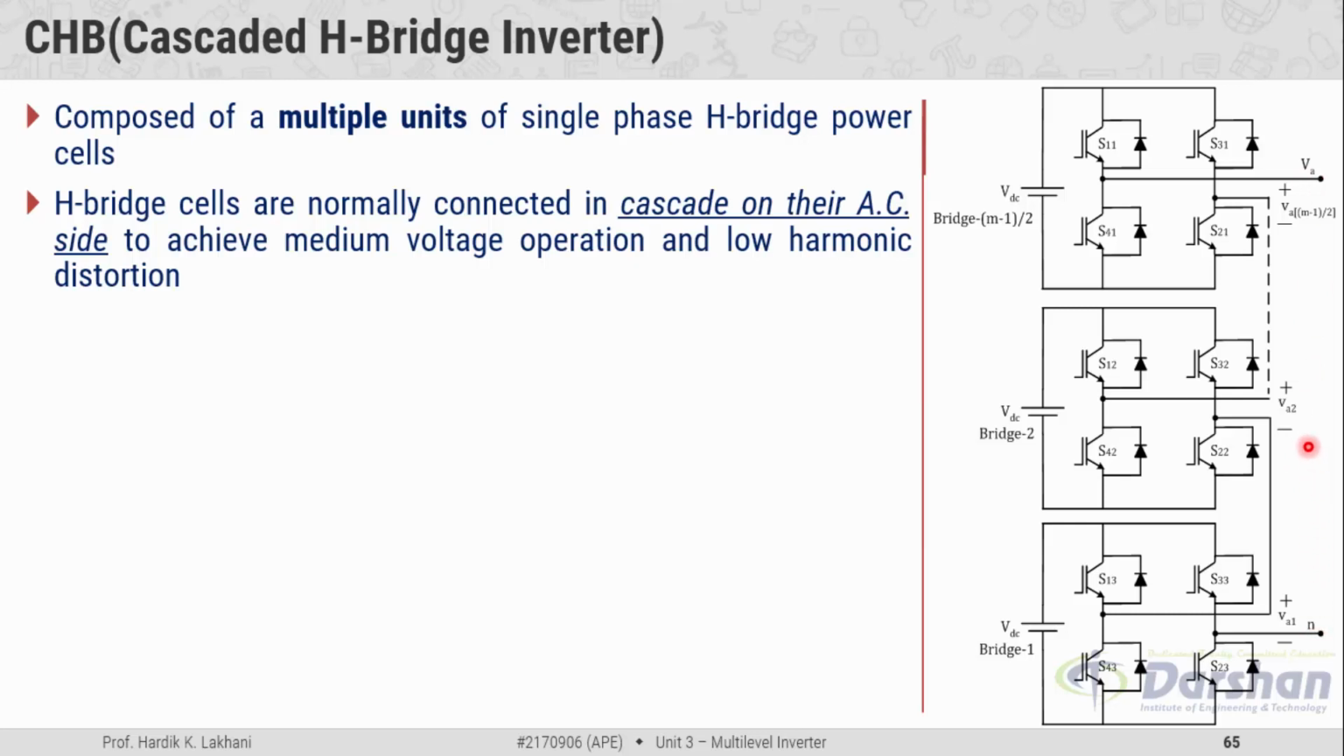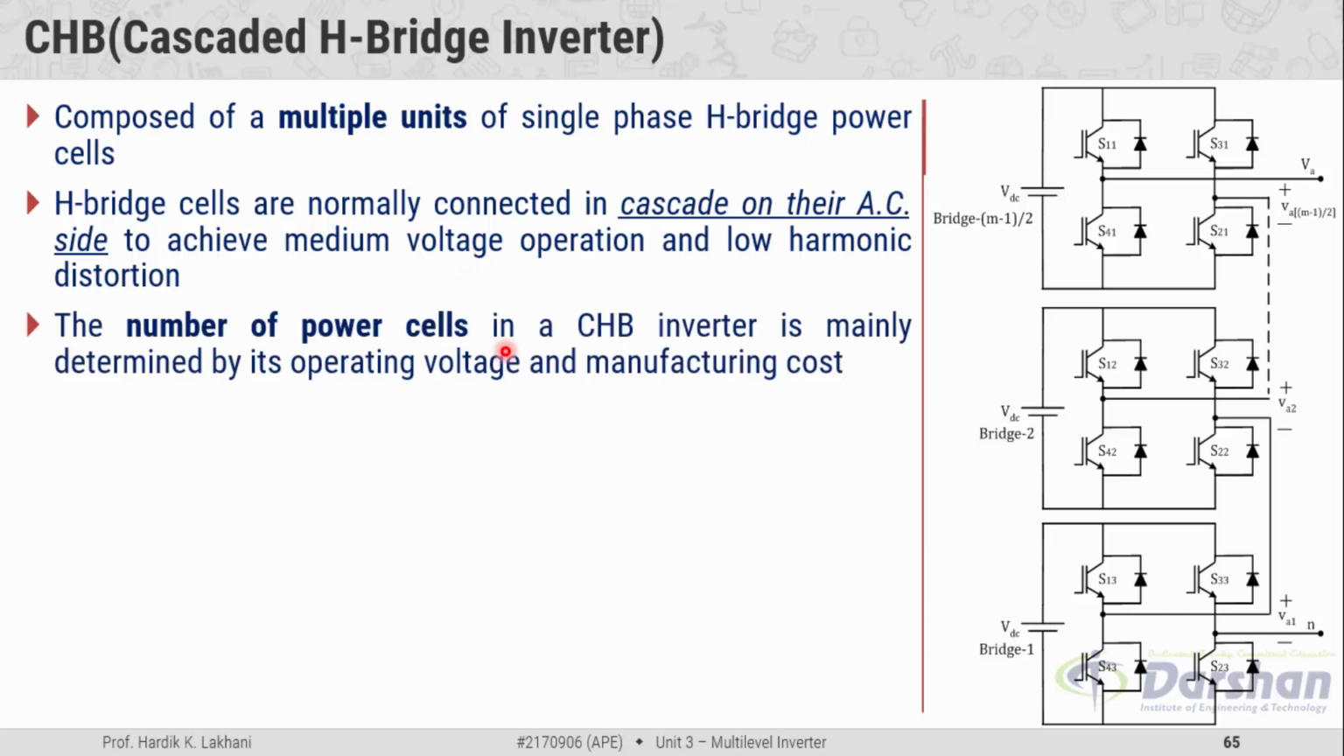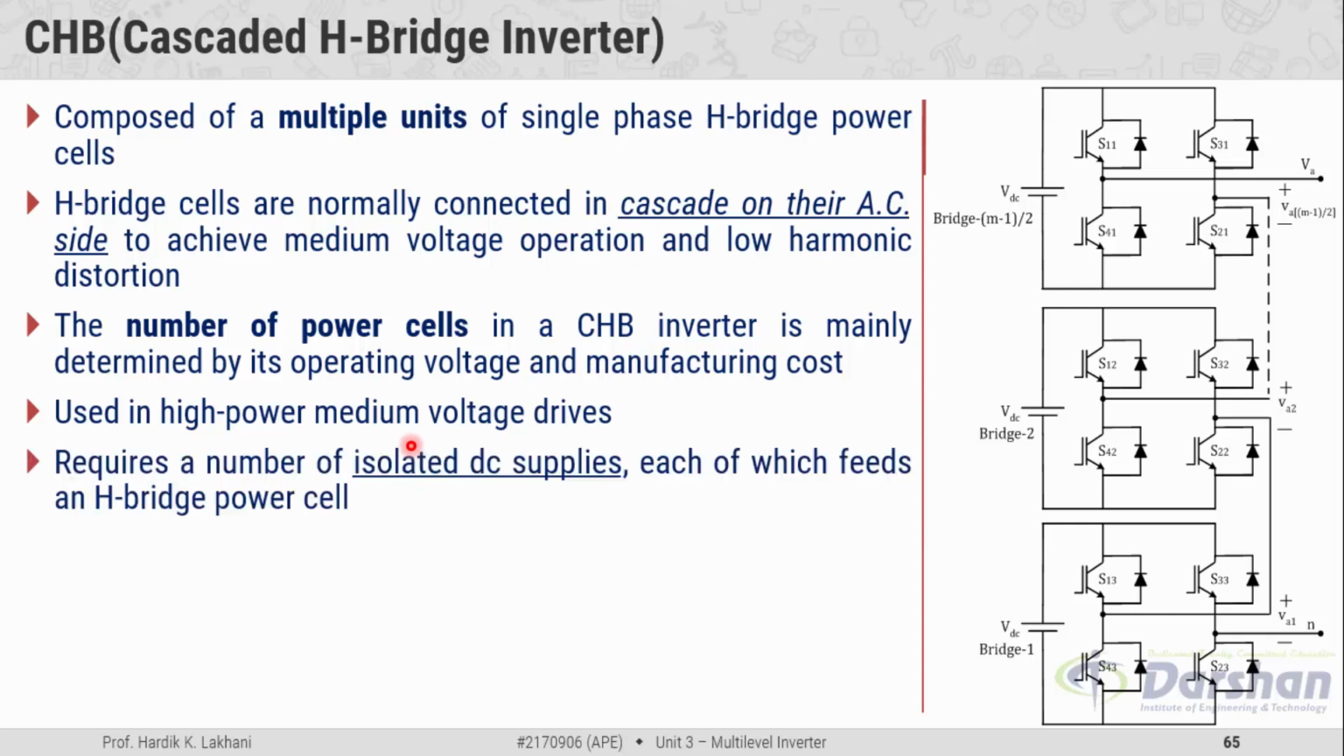So this is nothing but the series connection of the H-bridge units, which is required to achieve the medium voltage operation as well as the low harmonic distortion. So by this time we know that if we can produce more number of levels in the output signal, then we can minimize the harmonic distortion. The number of power cells in a CHB inverter is mainly determined by its operating voltage and the manufacturing cost. It is usually used in high power, medium voltage drive applications.